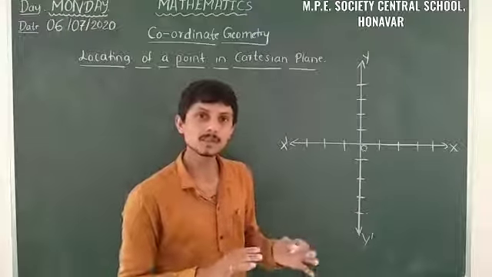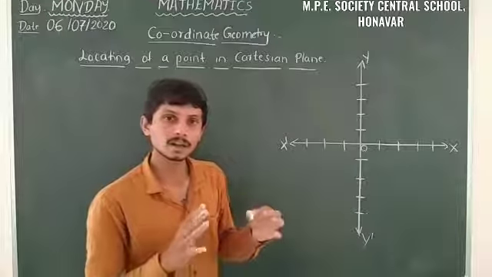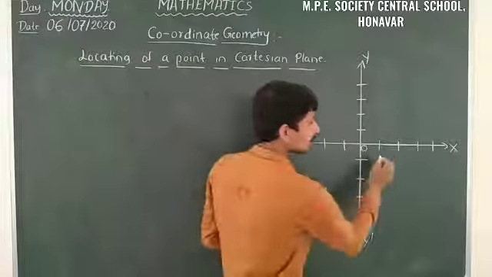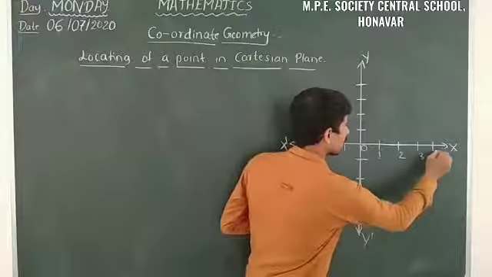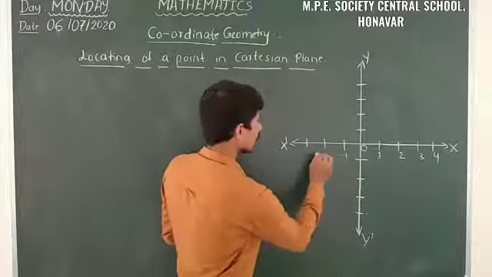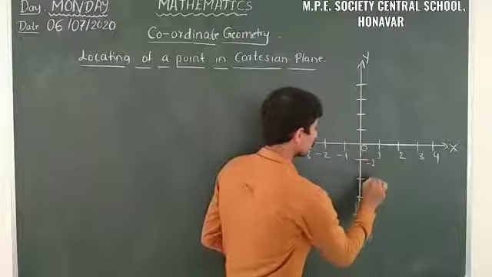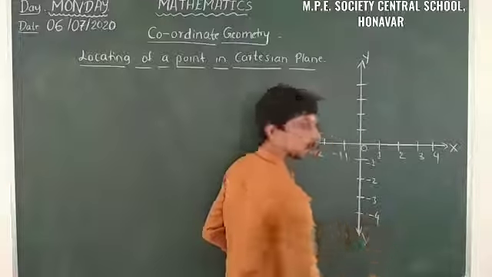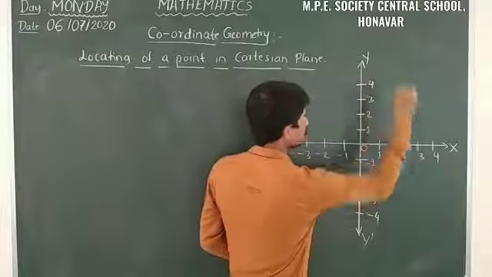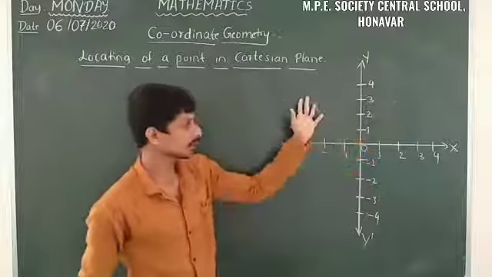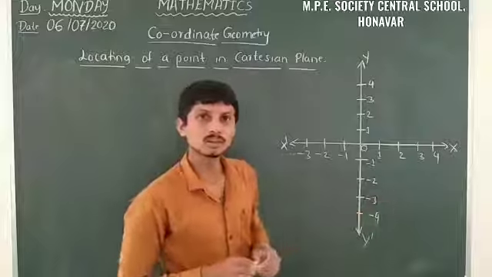So we have to discuss how we can locate a point in a Cartesian plane. I will take some coordinates here. Firstly I will take 1, 2, 3 and 4, and here -1, -2 and -3. Then here I will take -1, -2, -3 and -4. Then here 1, 2, 3, 4. This is the first quadrant, second quadrant, third quadrant, and fourth quadrant. We already know that.